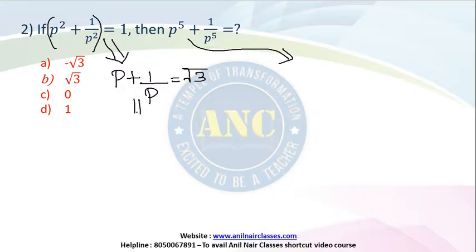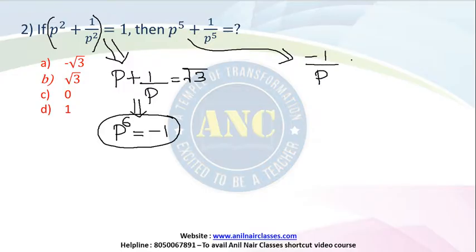Now if p plus 1 by p equal to root 3, then we know that p power 6 is minus 1. That means if we know p power 6 value, it becomes easy for us. But we have p power 5. P power 5 is p power 6 divided by p. P power 5 can be written as p divided by p power 6. But we know that p power 6 value is how much? Just now we solved it. P power 6 value is minus 1.